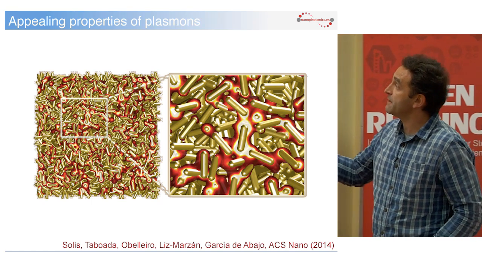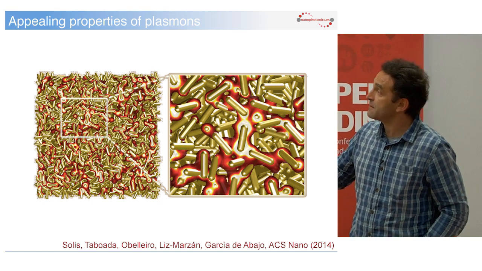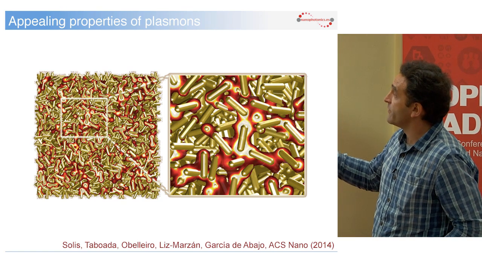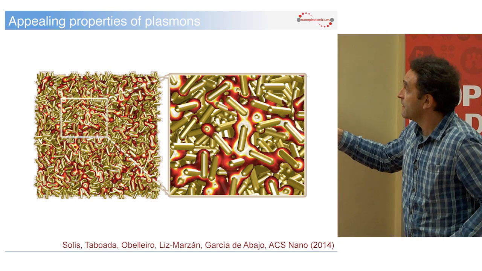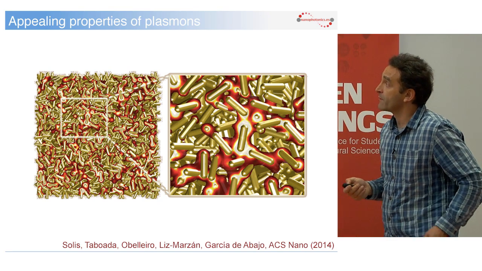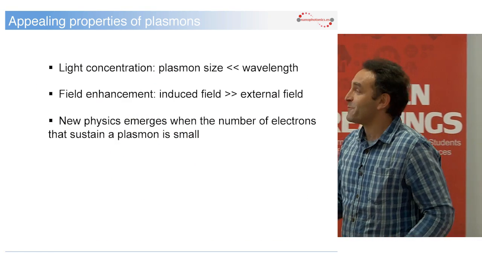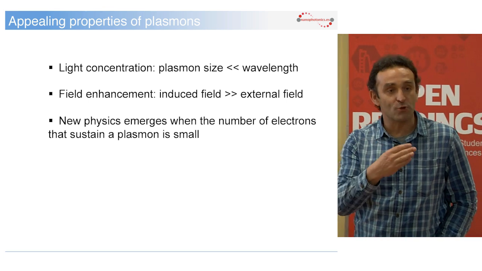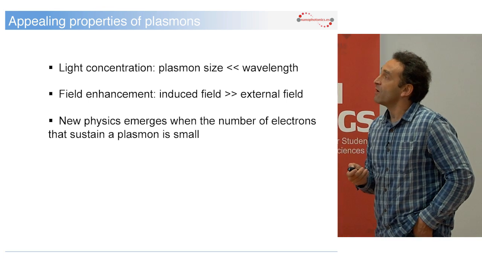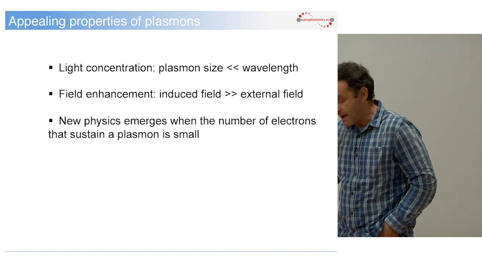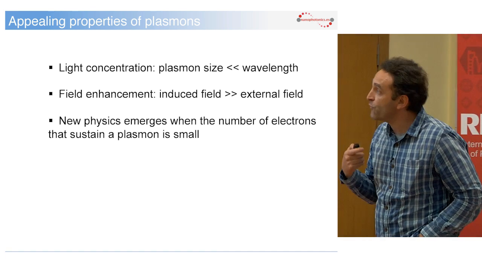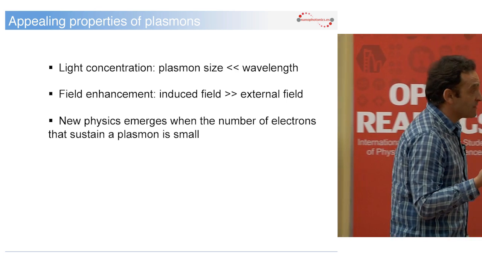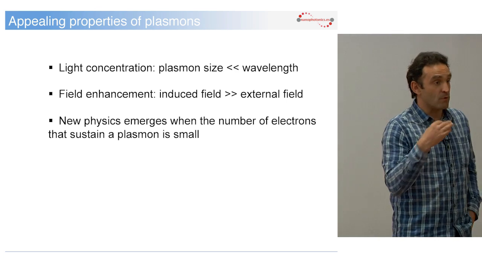So you can have many nanoparticles like this in a random arrangement, and then you produce lots of hotspots in a random way, essentially. Okay, finished. Now, I'm going to talk about a completely different thing, but it has to do with plasmons. I'm going to try to convince you that there is new physics emerging when the number of electrons that are engaged in the plasmon is small.